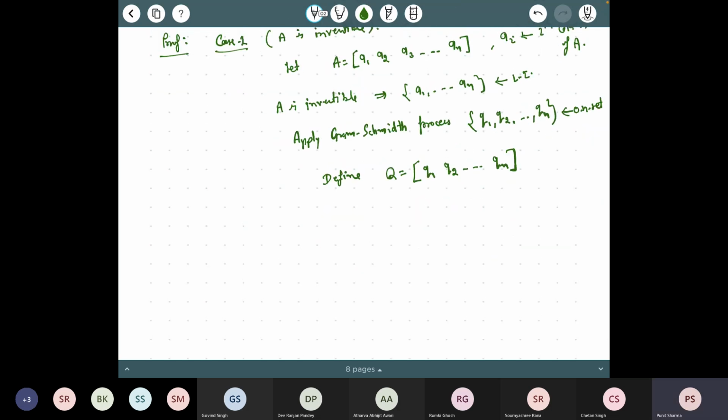So clearly this Q is unitary when F is C, because all the columns are orthonormal, and it is real orthogonal if F is R. So clearly this Q is n cross n, unitary or real orthogonal. So we have already found the Q matrix. Now I need to find R. I will define R as Q star A, the product of Q star and A.